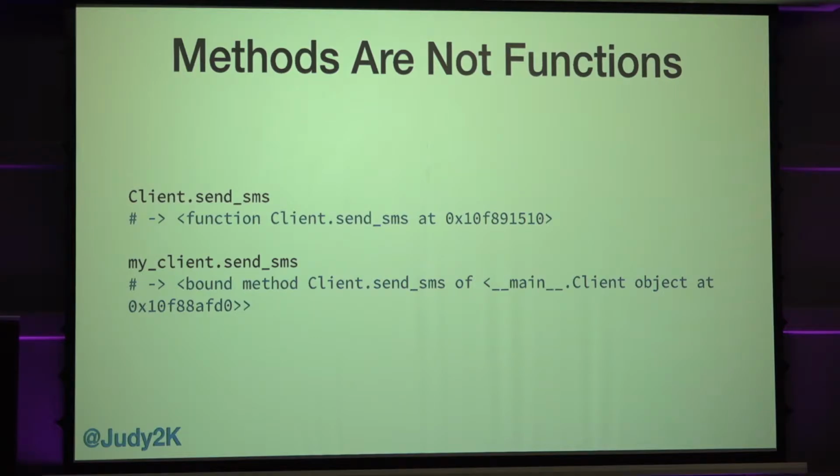So here, methods are not functions. Here we're accessing send SMS on the client class, and you'll see we get a function. It doesn't say method, it says function. Some of this terminology changed with Python 3 versus Python 2. But if we access send SMS on the instance that we created, my client, we get this thing called a bound method, and then it's printing out the details of my client instance. So that's kind of interesting.